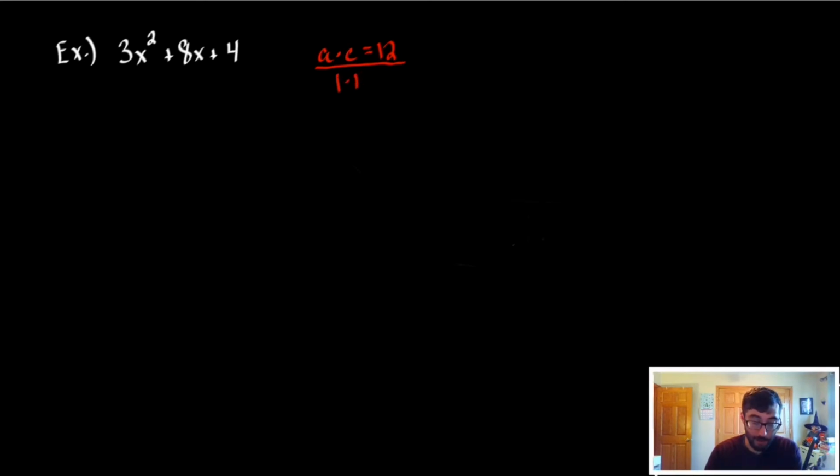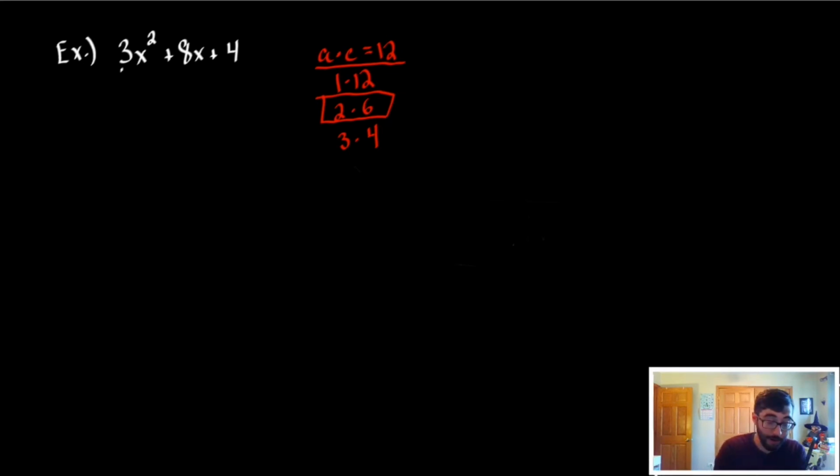So you might be able to recognize what that is right away. If not, you can make a kind of list. So I can do 1 and 12, I can do 2 and 6, and I can do 3 and 4. These are the only ways I can multiply to 12. Now I need to pick the pair that multiply to 12, but also add to our middle term of 8. And those numbers would be 2 and 6. 2 times 6 gets us 12, and 2 plus 6 gets us 8.